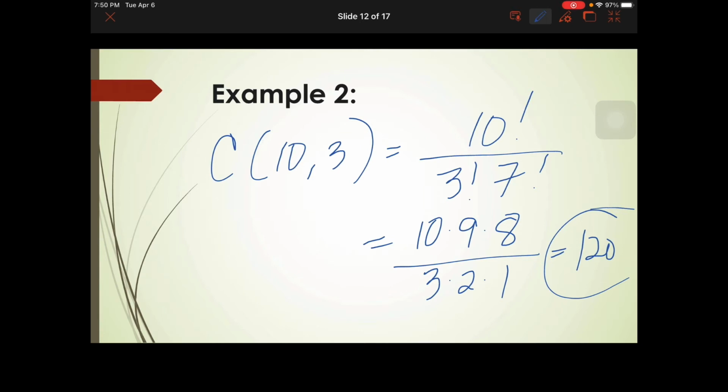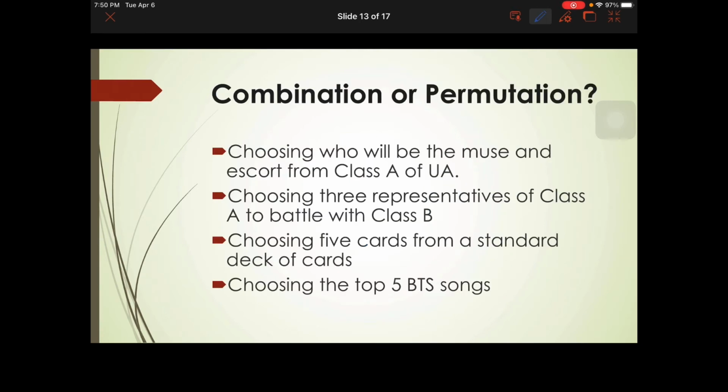Okay? Now, I have here a series of shorter questions that we don't really need to solve, pero para lang ma-enforce natin yung difference ng combination at permutation. So, let's look at the first one. Choosing who will be the muse and escort from Class A of UA.